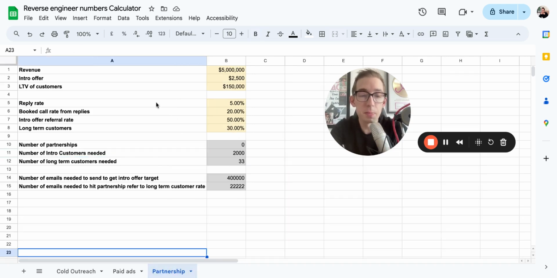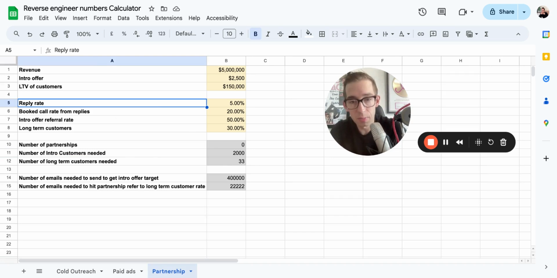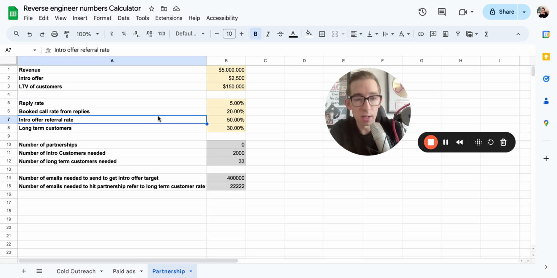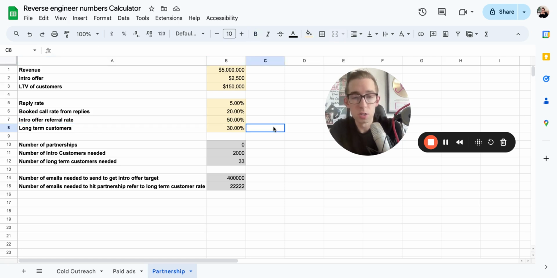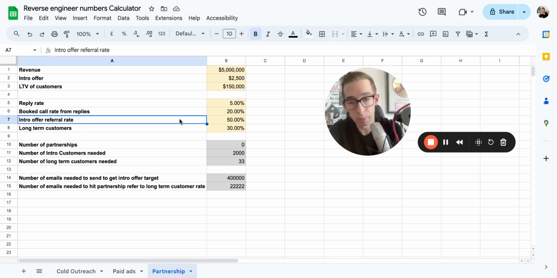Let's look at the partnership perspective. That is actually very similar. We don't need to go into too much detail on this one because it's almost identical to cold outreach. The only difference is you're looking at a couple of different metrics. Instead of whether you got them to sign up for the intro offer, it's what is the intro offer referral rate. Some people might refer two or three different people, some people might not refer any.